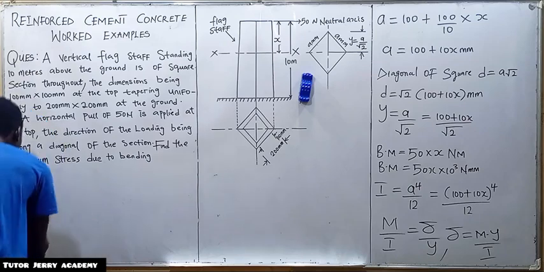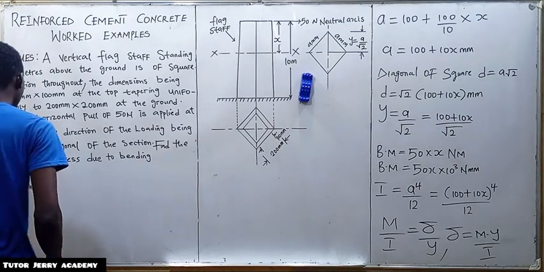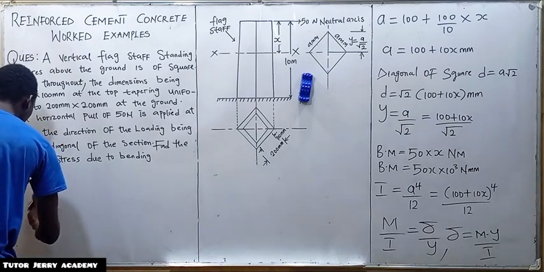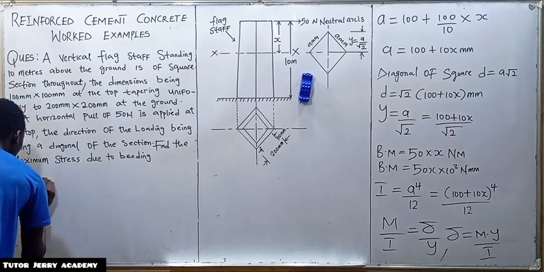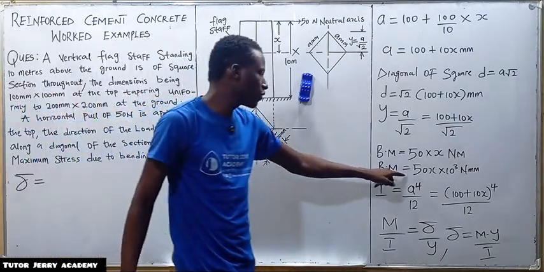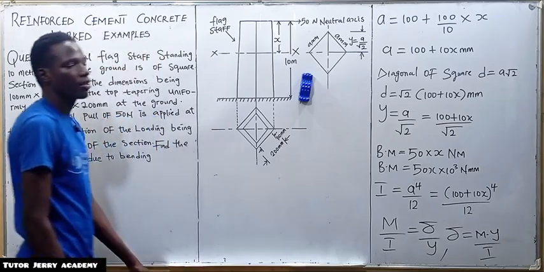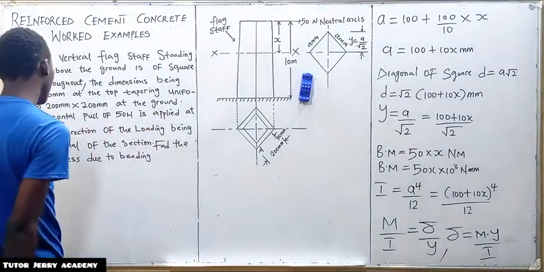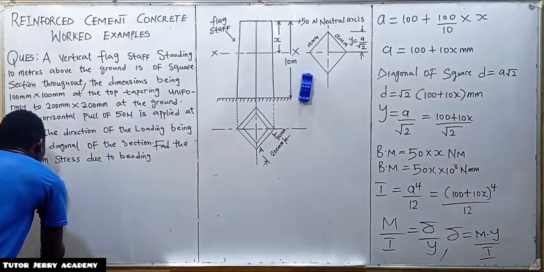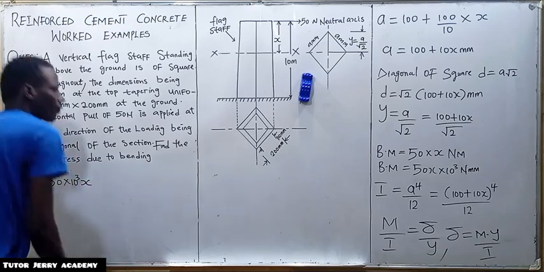So we have sigma, we can say sigma max, or we'll leave it as sigma for now, equal to M over... My moment is nothing but 50x multiplied by 10 to the power of 3. So I will substitute my moment: 50 times 10 to the power 3 x.